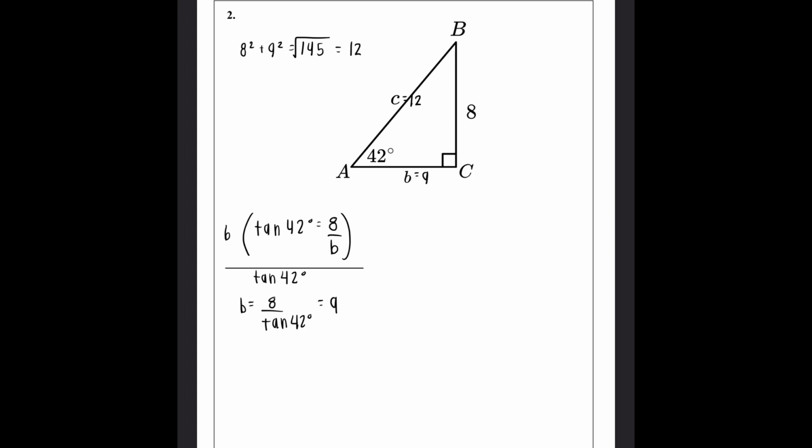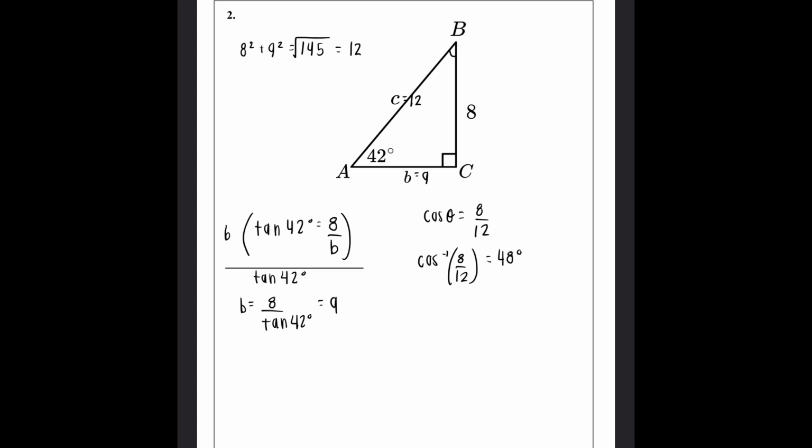Since we know all of the sides, to find angle B, we can use any of the ratios. Let's choose cosine. So cosine of theta equals adjacent over hypotenuse, which is 8 over 12. To find theta, we'll take the inverse cosine of 8 over 12, and that will give us 48 degrees.